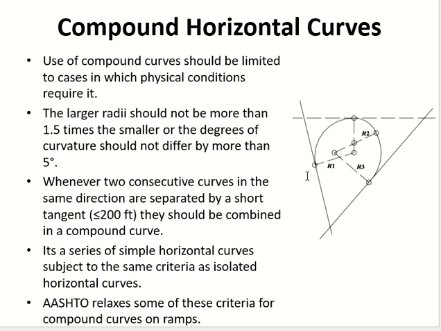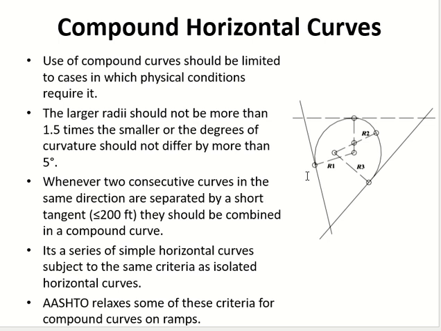You may have two curves which are not directly connected to each other. There is some space between them. But if this space is less than 200 feet, we will consider all of it as a compound curve. So a compound curve can be directly joined, or it may have a space of less than 200 feet between them. In both cases, compound.